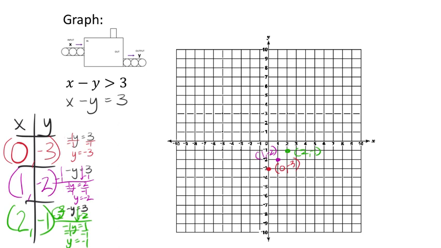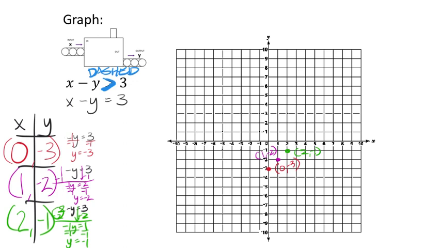Now again, what kind of line am I going to need? Well, this inequality does not have an equal sign, okay? It's just a greater than symbol. Since it does not have an equal part of it, I'm going to make it a dashed line. You could say dotted as well. It doesn't really matter. It's just I can't show a solid line.